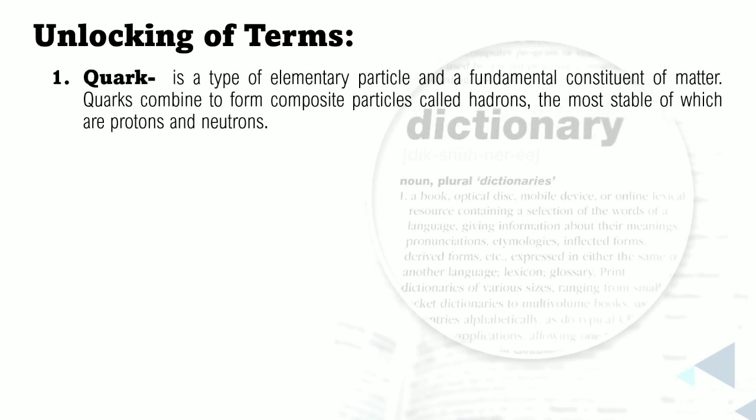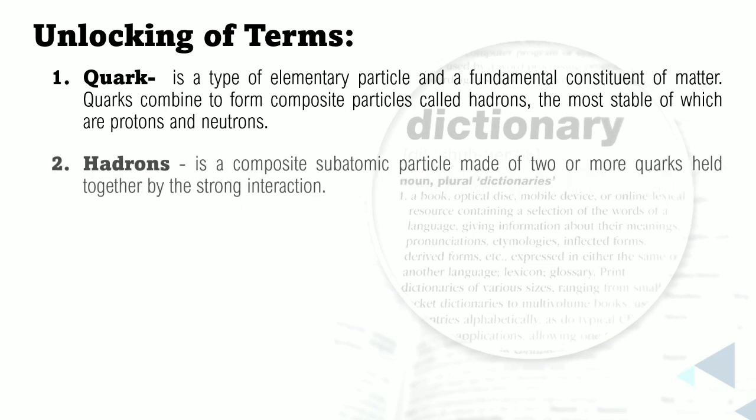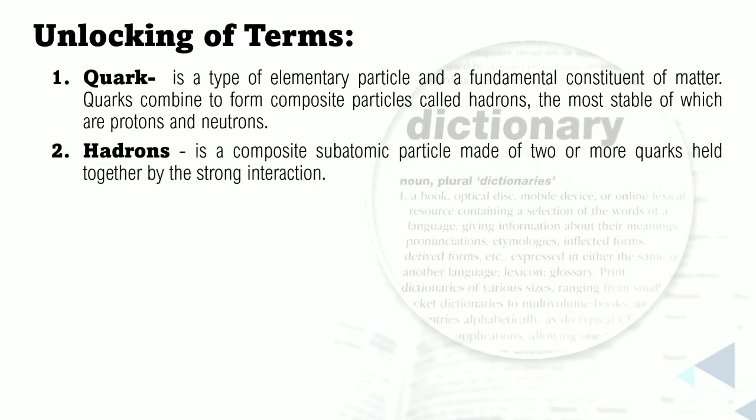First is quark. Quark is a type of elementary particle and a fundamental constituent of matter. Quarks combine to form composite particles called hadrons, the most stable of which are protons and neutrons. Next, hadrons. It is a composite subatomic particle made of two or more quarks held together by a strong interaction.